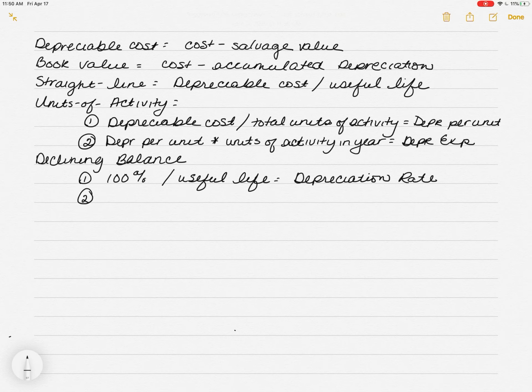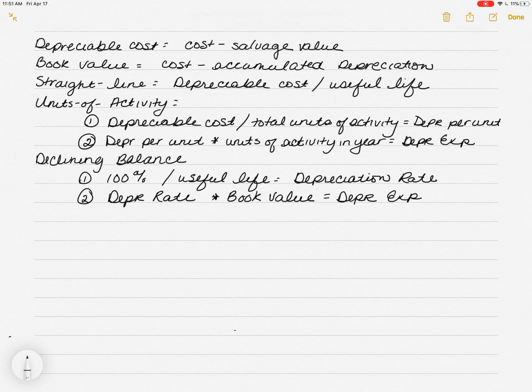Next, we take our depreciation rate and multiply that by our book value. Remember, book value is your cost minus your accumulated depreciation. This will give you your depreciation expense for the year. So something to note, in units of activity and declining balance, both of these are going to give us different depreciation expense each year, where a straight line would be the same amount each year.